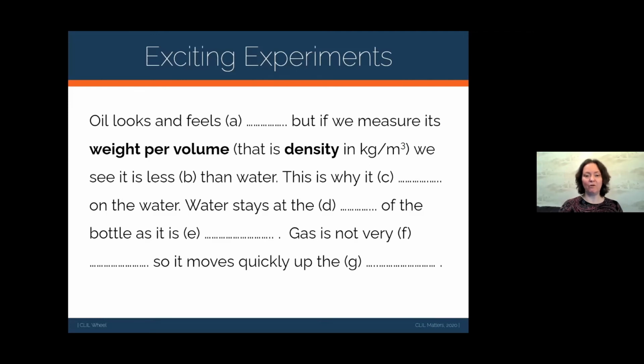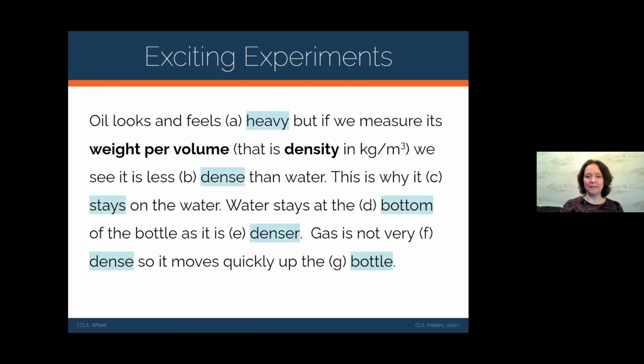It is weight per volume. That is density in kilograms per cubic meters. So this is proper academic language. This is a proper academic concept that I want my students to understand based on this experiment. So again, this is a language exercise. I can make it a little bit less challenging if I give a list of words that go into these gaps. I can make it more challenging if I don't give those words and the students have to come up with their own ideas. These are typical tools in the language teacher's repertoire.